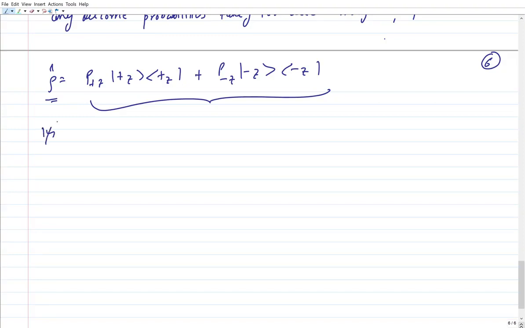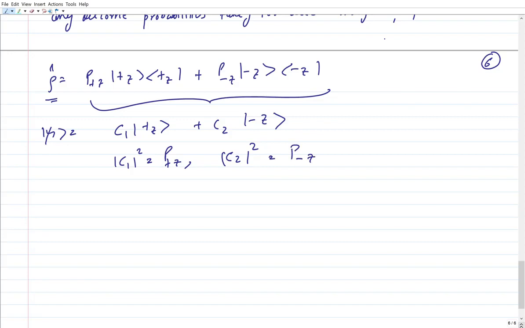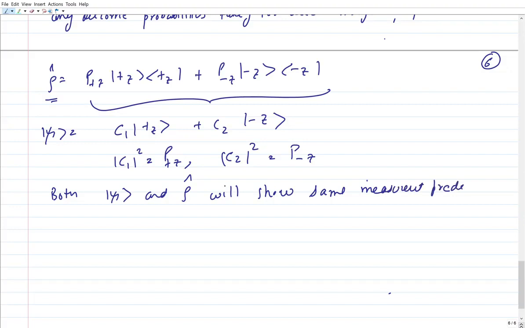Compare this with the coherent state. This was some constants where C1 square was P plus Z, C2 square was P minus C. So notice one thing, that both psi and rho will show same measurement predictions for the Z measurement but not along any other axis.